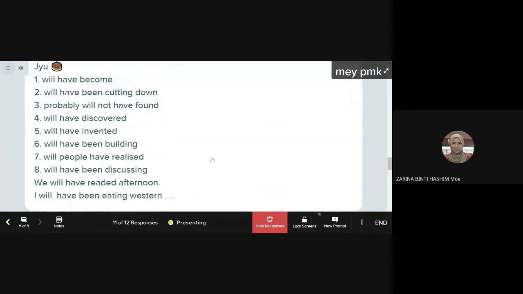We will have read. Take out the word ed there. Read, the past tense, is also read. No ed at the back. So we will have read this afternoon. We will have read our storybook by this afternoon, or by October.